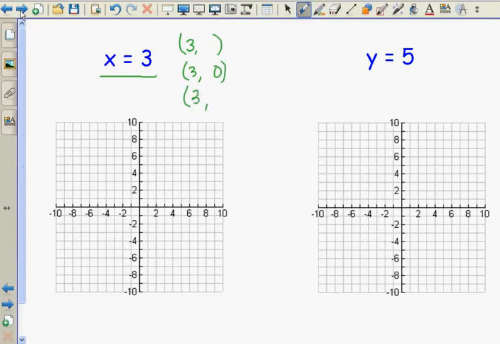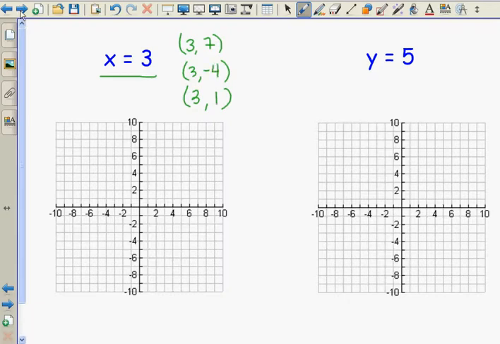So I'm just going to make up some points. Make up some points where all the x values are 3, and any point that has an x value of 3 will be on our line. So I can put whatever number I want in there. I can put any of these numbers in there and it will work.